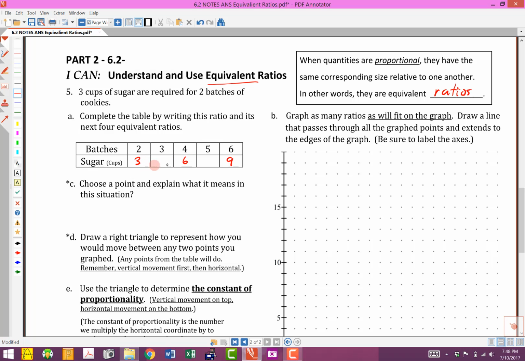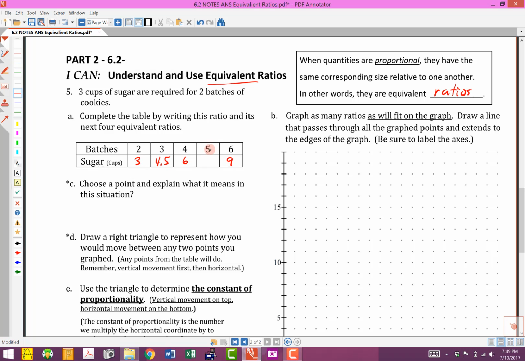Now let's come back and let's see if we can fill this number in. Well, if this is 2 and this is 3 and this is 4, 3 is right in the middle of 2 and 4. So that means that this one right here, if we're going to make these proportional, if we're going to make these have the same relative size to each other, this one's got to be right in the middle of 3 and 6. So stop and think about that. What would be right in the middle? In other words, kind of what would be the average between the two of those? Well, it would be 4.5 cups.